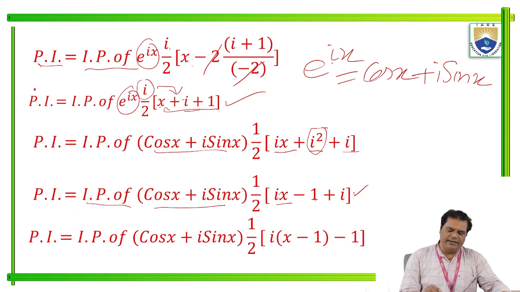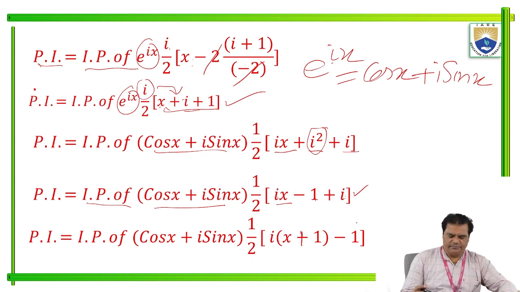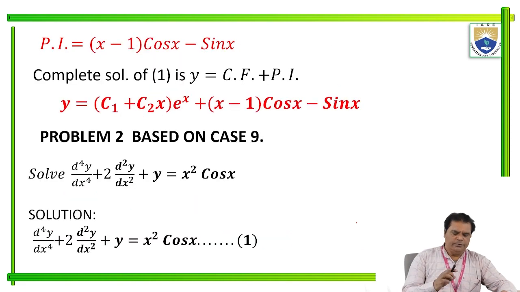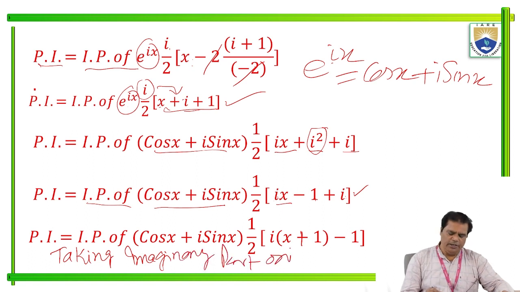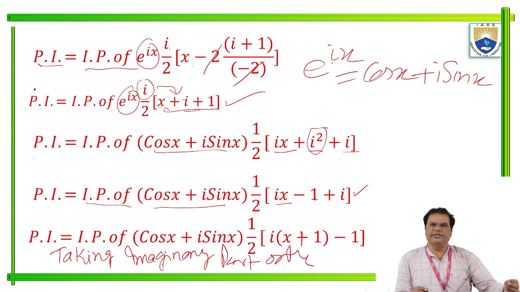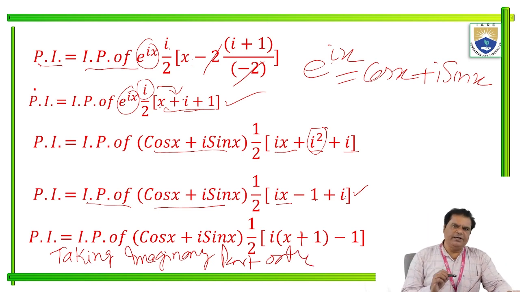Now i is common here, so i is common: x plus 1, minus 1. Now taking the imaginary part, only the imaginary part, because in our question it is sin x. So here taking the imaginary part.